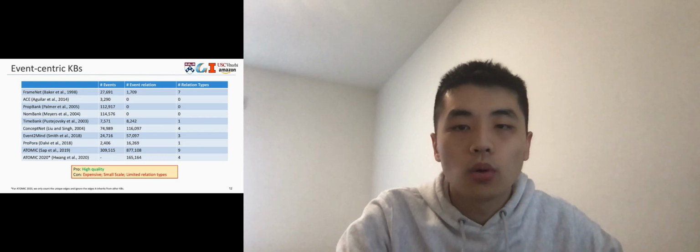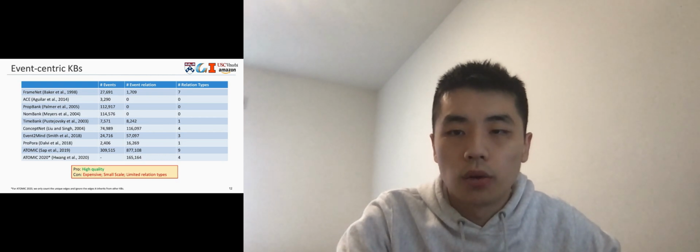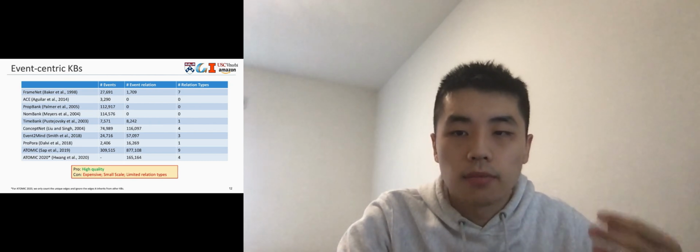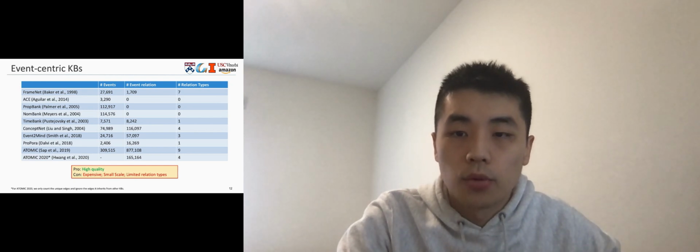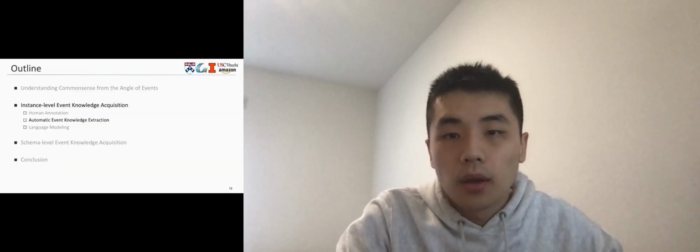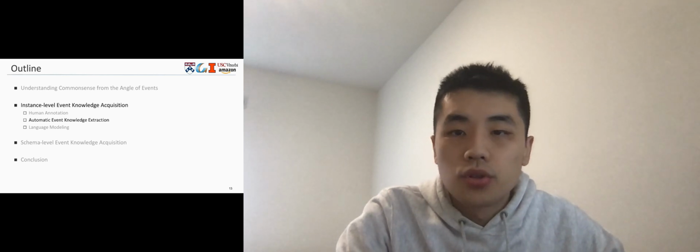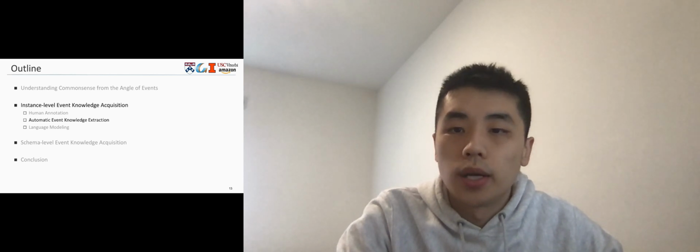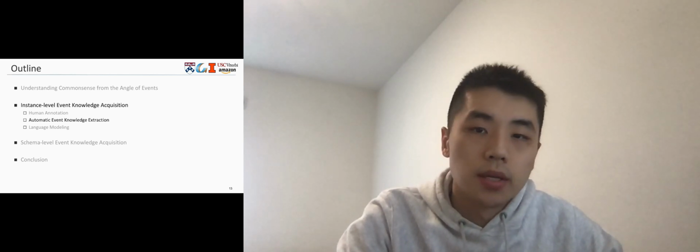Okay, so as a quick conclusion, the most significant advantage of those event-centric knowledge bases is that they are often of high quality, but at the same time, they may suffer from the expensive cost, the small scale, and also the limited relation types, because they always need to first define the relation we care about, and then we can annotate them. Okay, so after introducing the previous human-crafted event knowledge resources, I will then introduce how do we acquire the event knowledge automatically with information extraction techniques.